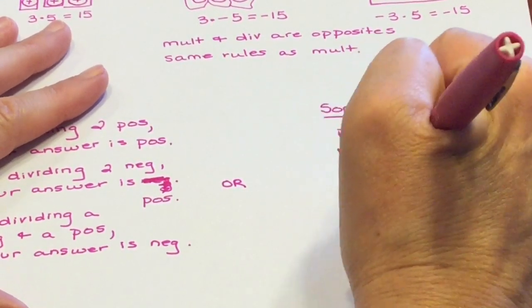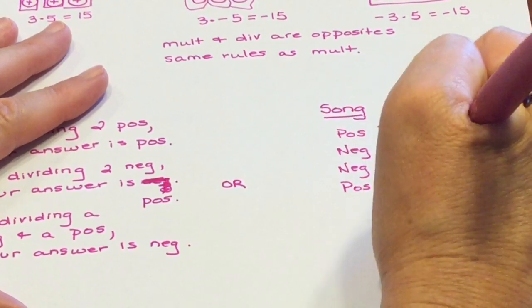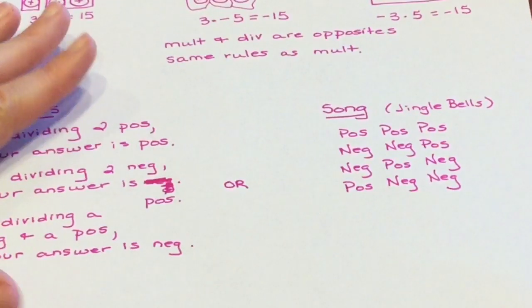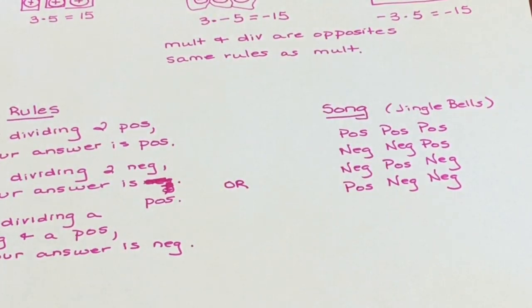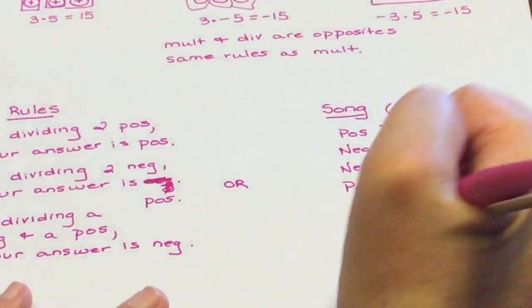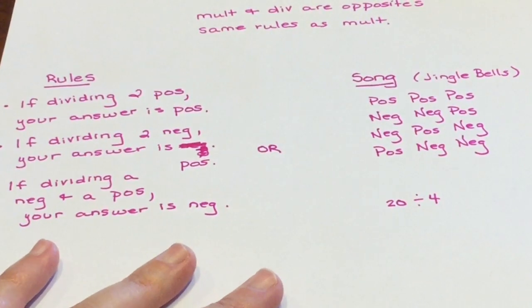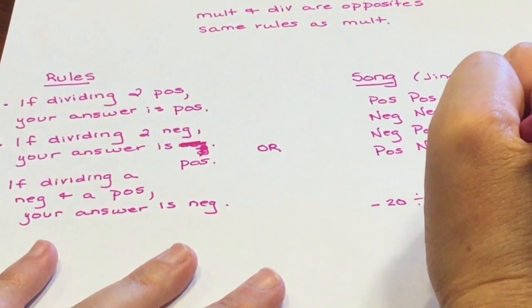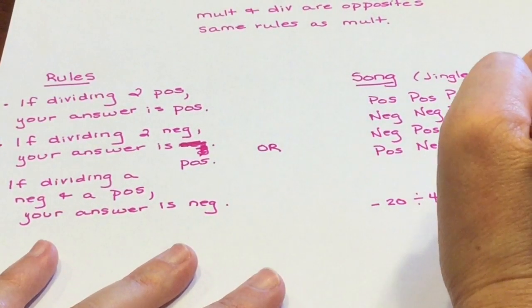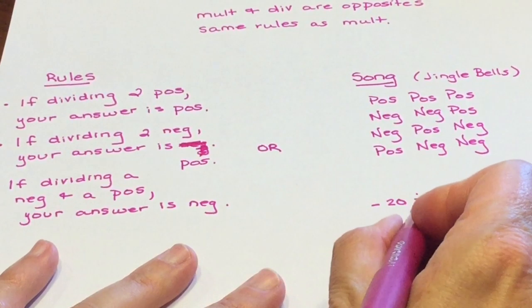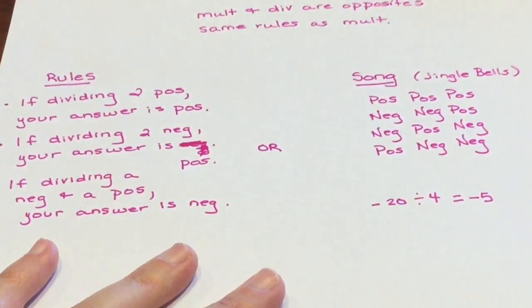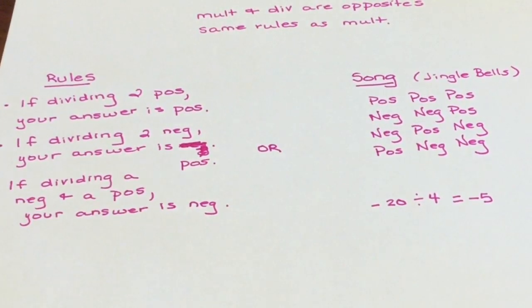And a positive divided by a negative gives us a negative. Okay, so all you have to do is do your division. So like if I have 20 divided by 4, and let's make that a negative 20 divided by 4. 20 divided by 4 is 5, and a negative divided by a positive gives me a negative. So it's just like the multiplying, only you do the division.